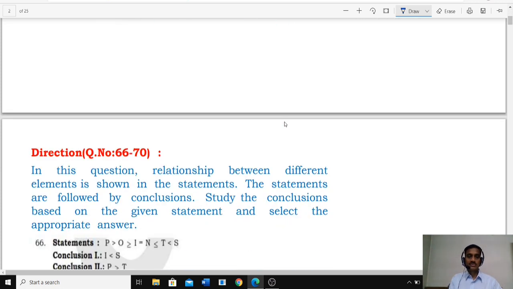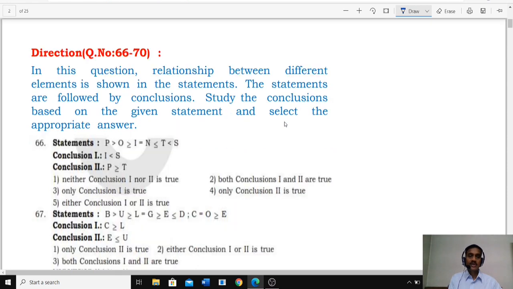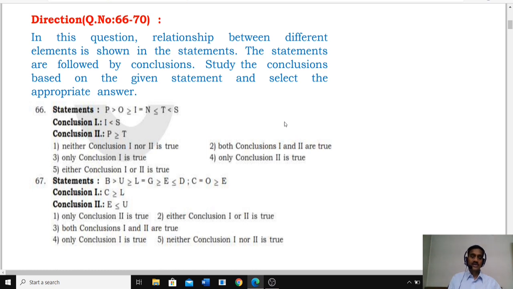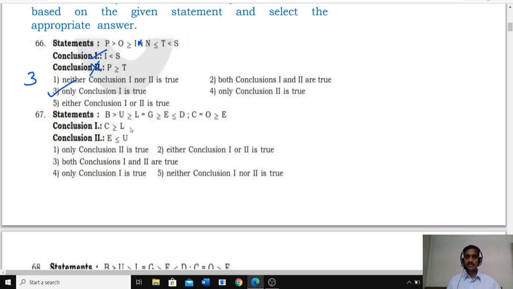First, let us go through question number 66 to 70. These five are based on coded inequalities. Then let us start from question number 66. The relation between I and S. Which symbol is common here? Lesser than or equals to, lesser. I lesser than S is definitely true. Conclusion 1. Second one, the relation between P and T: greater than, lesser than, two opposite symbols, no relation. And so what is your answer? Only conclusion 1 is true. That is choice 3. Then coming to question number 67, B greater than U.